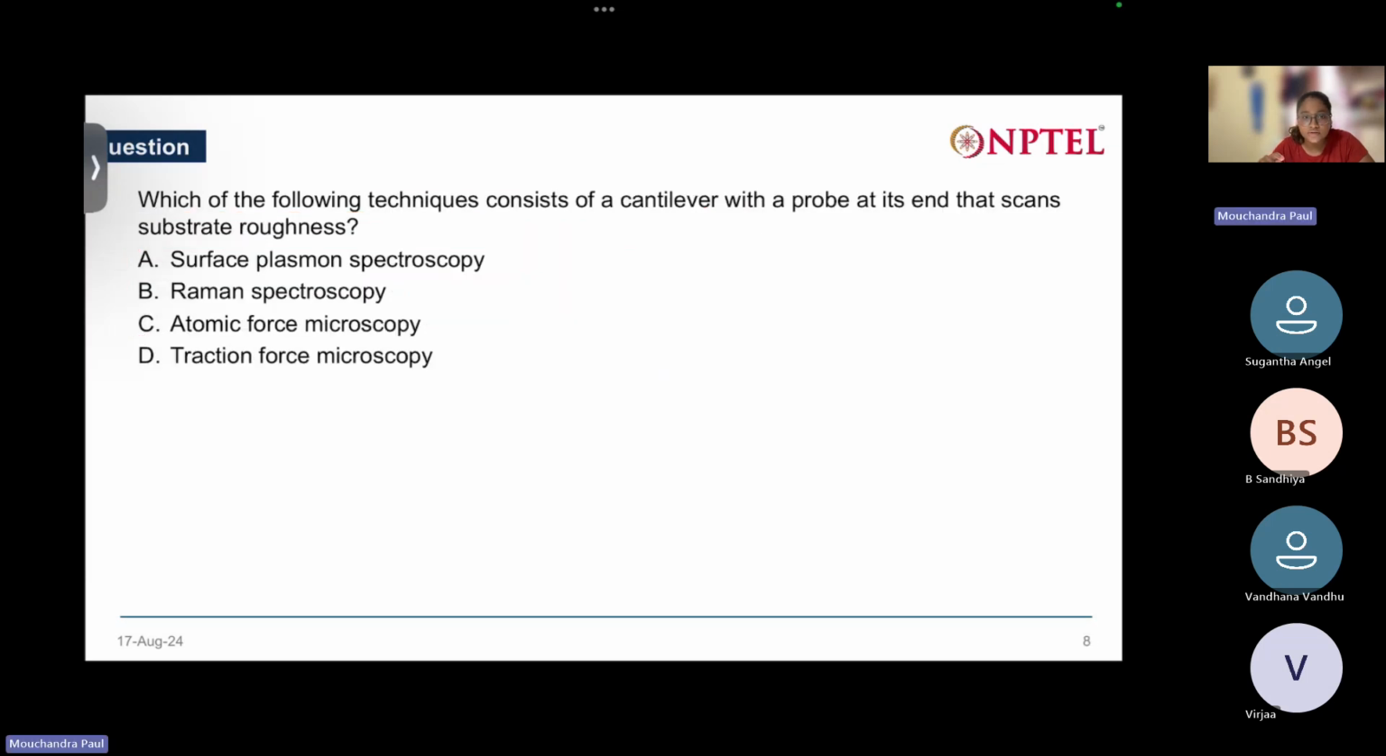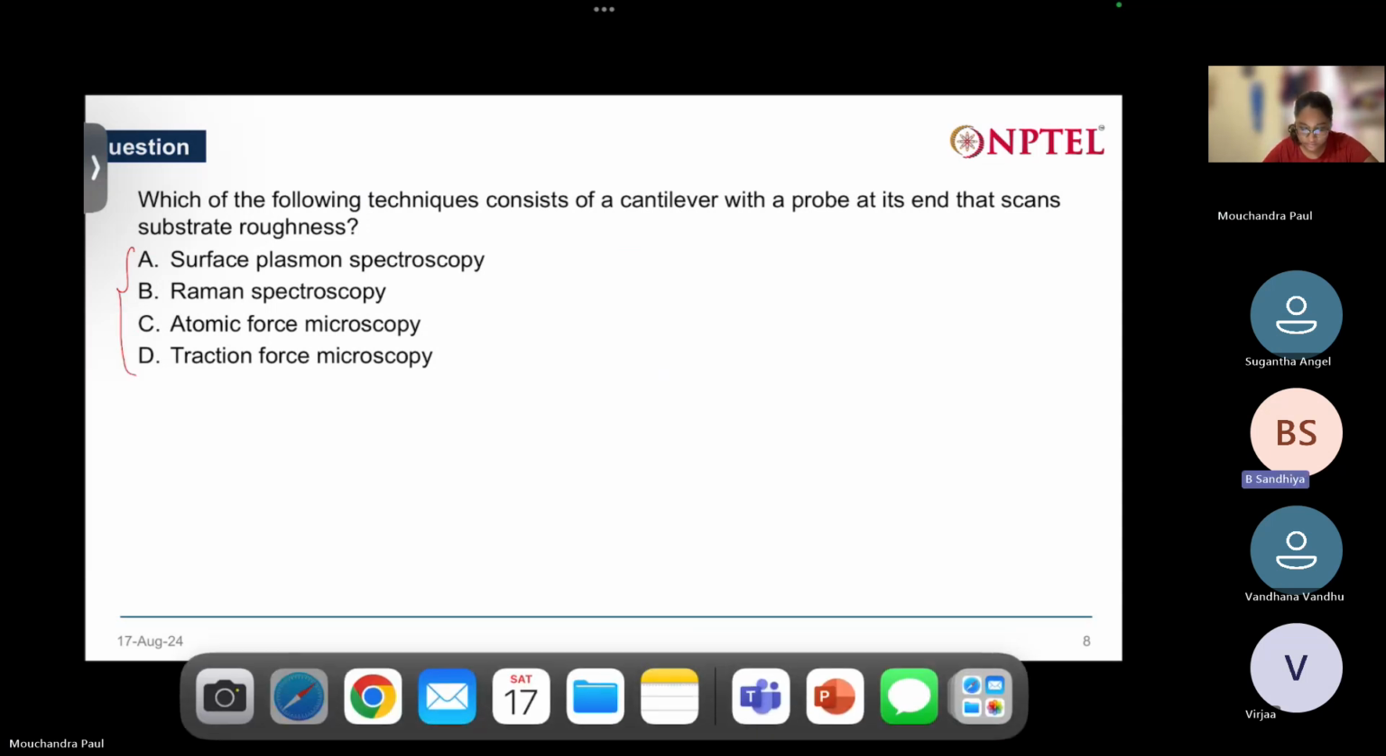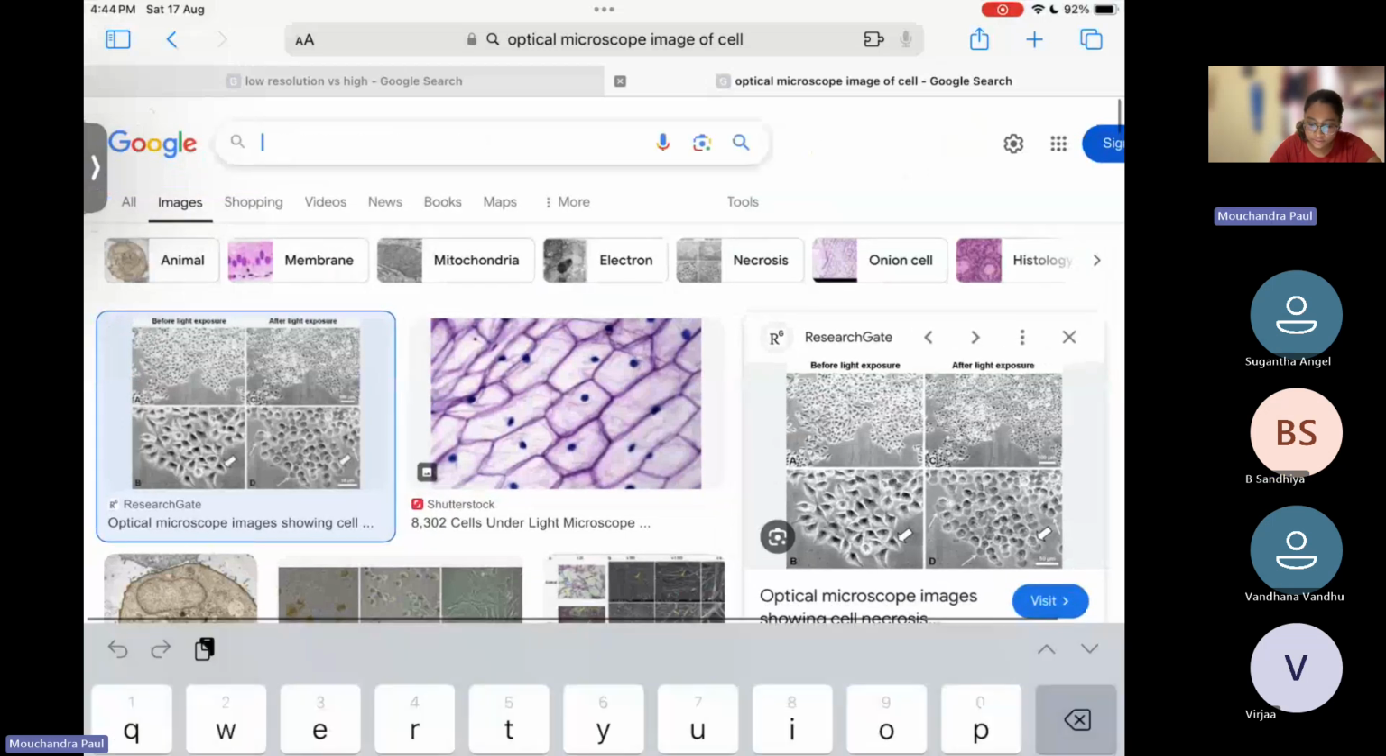Now, this is the next question. Which of the following techniques consists of a cantilever with a probe at its end that scans the surface or substrate roughness? Again, I'll briefly describe each of the techniques mentioned here. Do you guys understand what a cantilever is? No, ma'am. What is a cantilever, ma'am? I don't know.